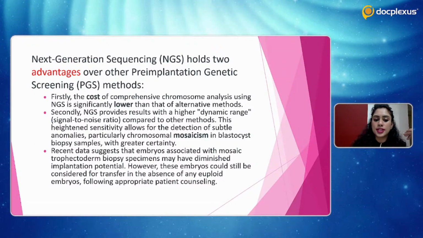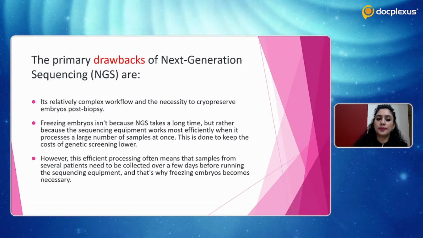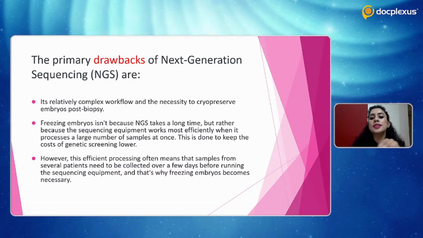And now recent data is showing us that embryos associated with mosaic trophectoderm biopsy may have diminished implantation potential. However, these embryos could still be considered for transfer in the absence of euploid embryos following appropriate patient counseling. Drawbacks of next generation sequencing are its relatively complex workflow and the necessity to cryopreserve the embryos post-biopsy.